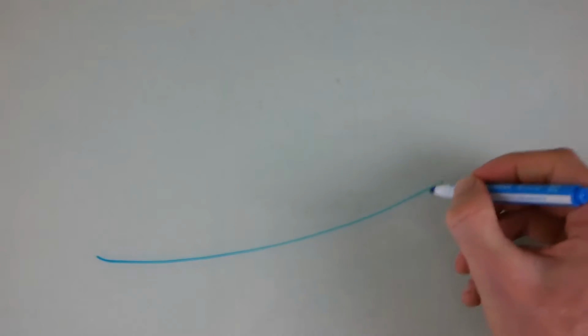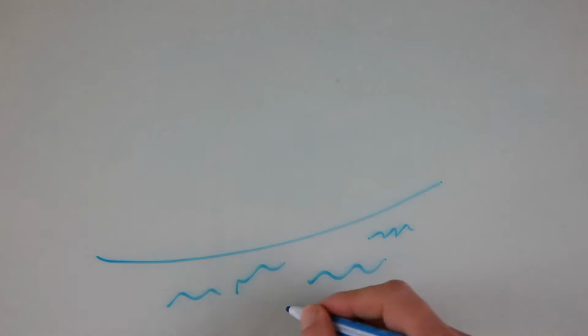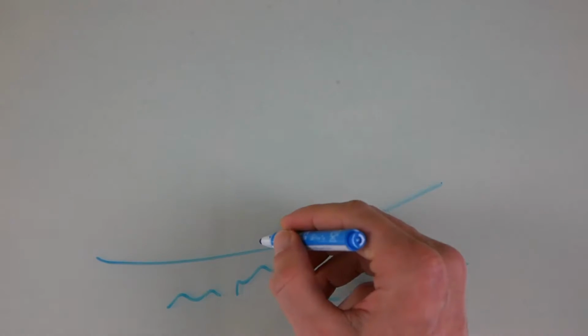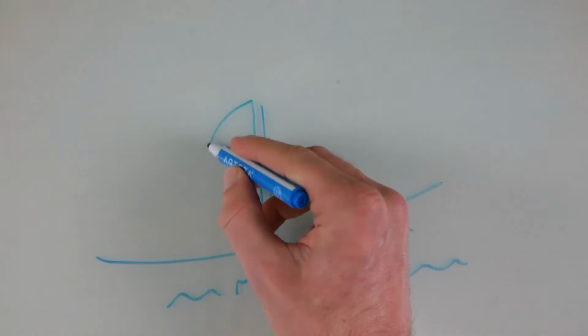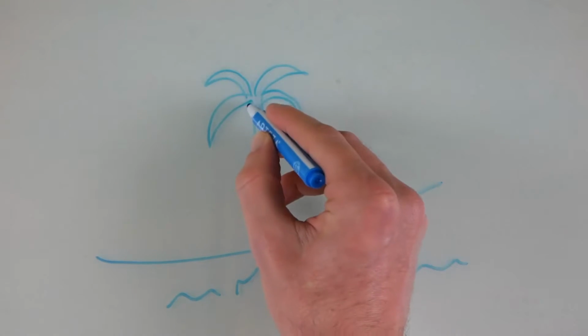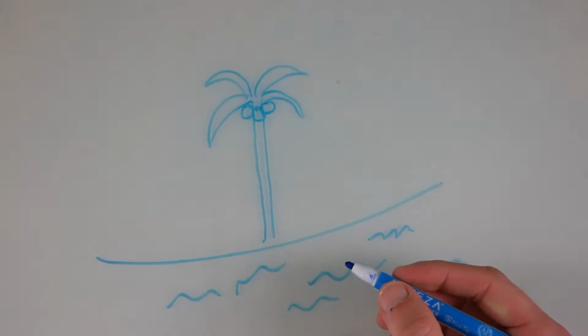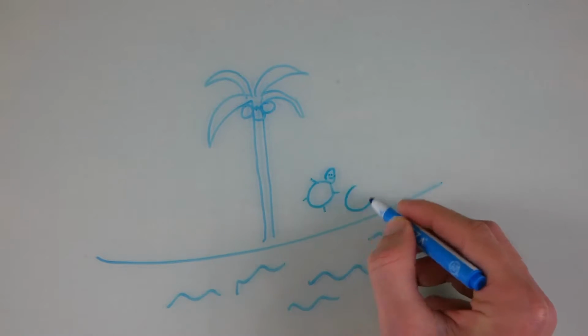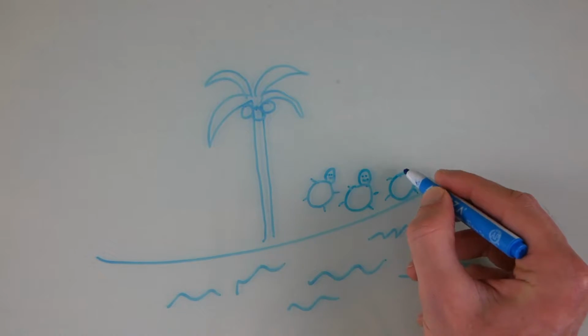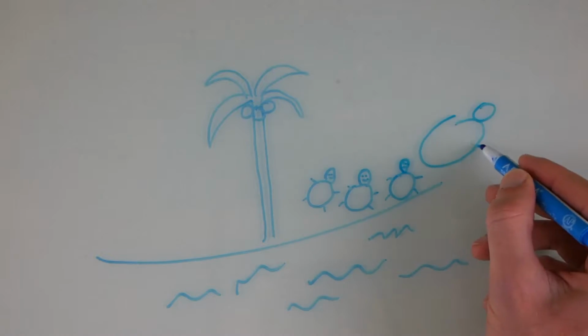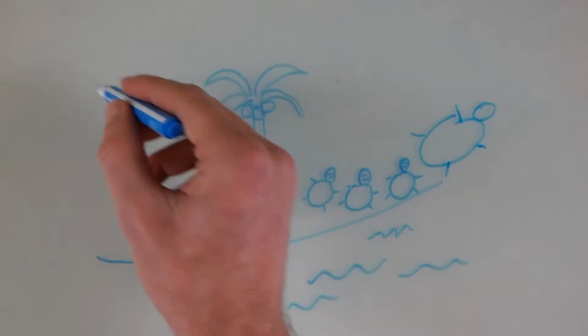For example, first of all, draw a long beach with a stormy sea next to it. On the beach, there's a tall palm tree with 3 round coconuts. On the beach, draw 3 cute baby turtles and their big mum. There's a huge black cloud in the sky. This time we added lots of adjectives.